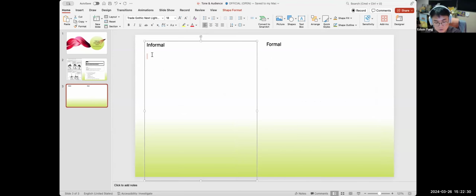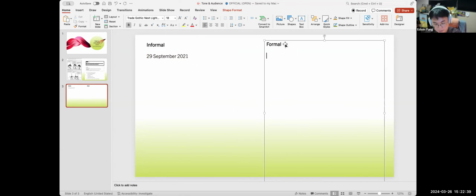September. Okay, so 29 September, 2021, all right? That's fine. And I can copy and paste this also into my formal because it doesn't really matter, right? The dates are similar. So the first similar feature with formal and informal is that we must always include the date, right?